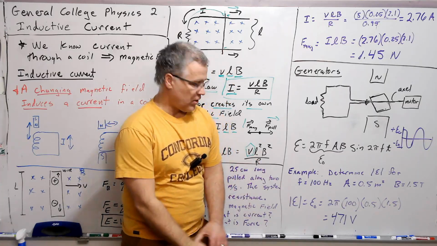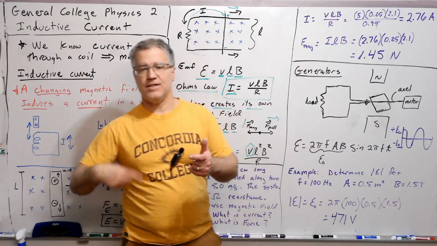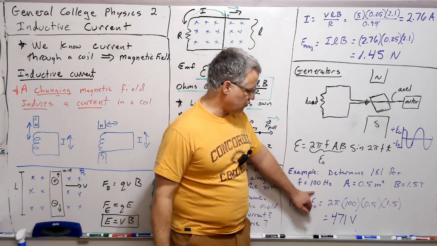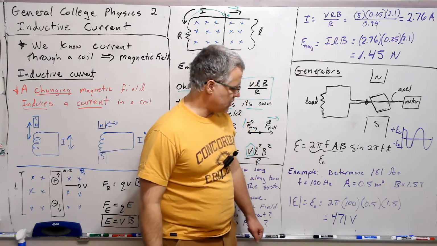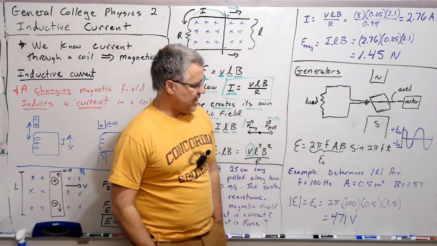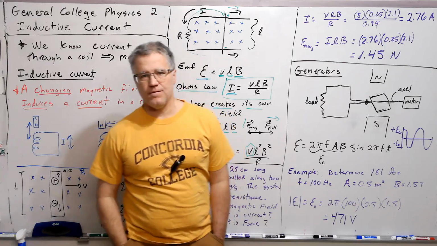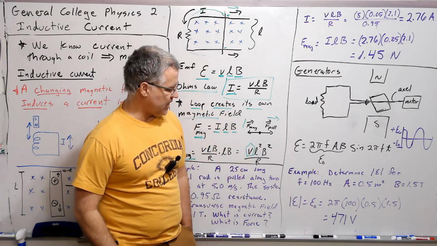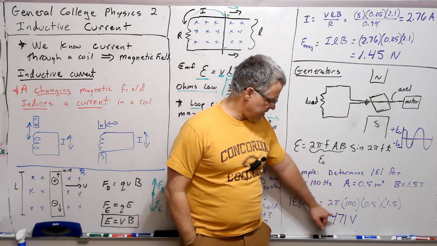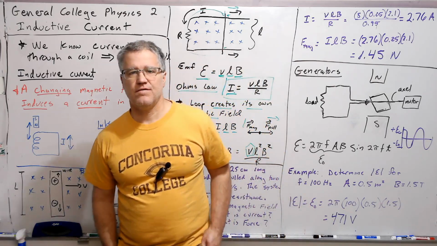Okay, let's do a quick example. The frequency is important here. So if we really spin it fast, obviously that's going to give us more of a voltage, and that plays a big role. So if we spin at 100 hertz and we have a 0.5 square meter loop, and the magnetic field is 1.5 Tesla, then we can already produce, if you plug in these numbers here, and you can check this, 471 volts.